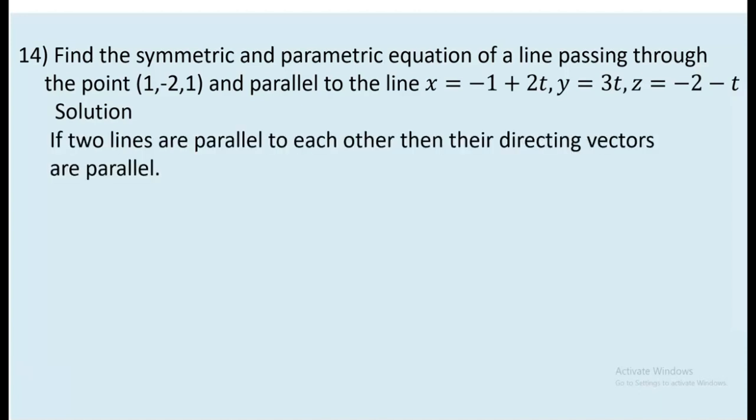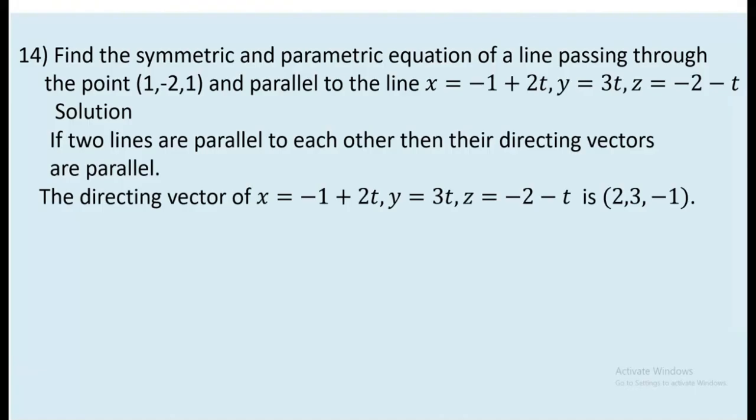If two lines are parallel to each other, students, then their directing vectors are parallel too. So one is a scalar multiple of the other, students. So if one is a scalar multiple of the other, we can directly take the directing vector of the other one as a directing vector for the line we are looking for. Simple. So the directing vector for the given line, x = -1 + 2t, y = 3t, and z = -2 - t, is basically what? Vector (2, 3, -1). It is directly obtained from the coefficients of t: 2, 3, and -1.